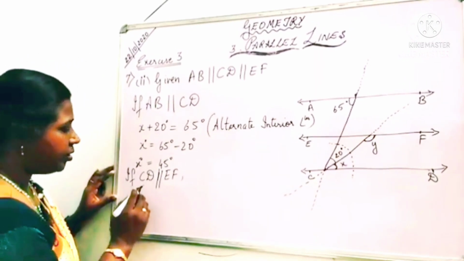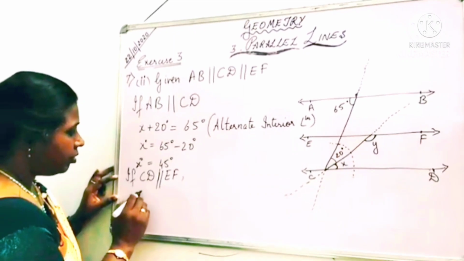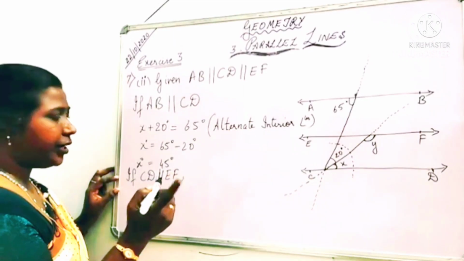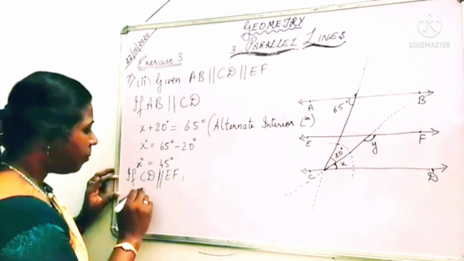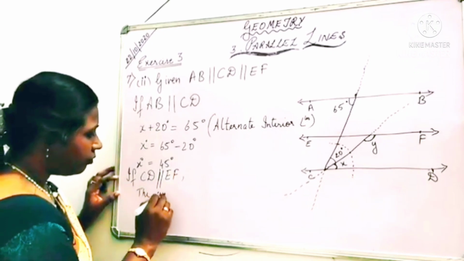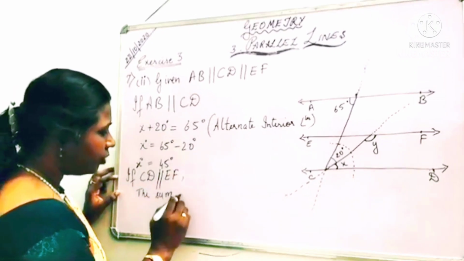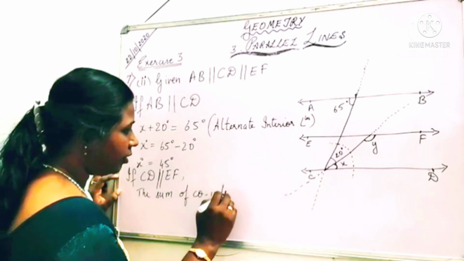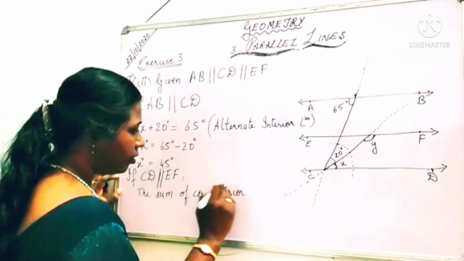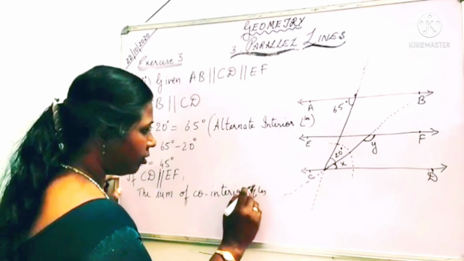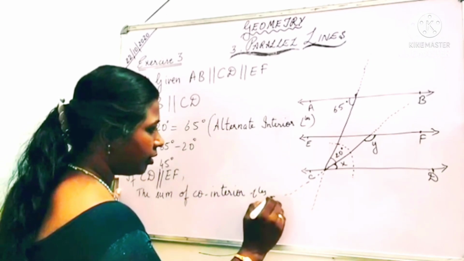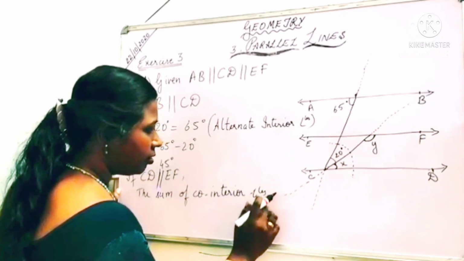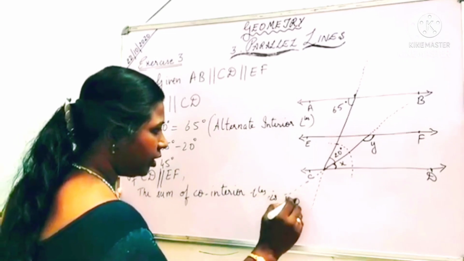So I can write here. By telling the word co-interior, what we know is that the sum of co-interior angles is 180 degree.